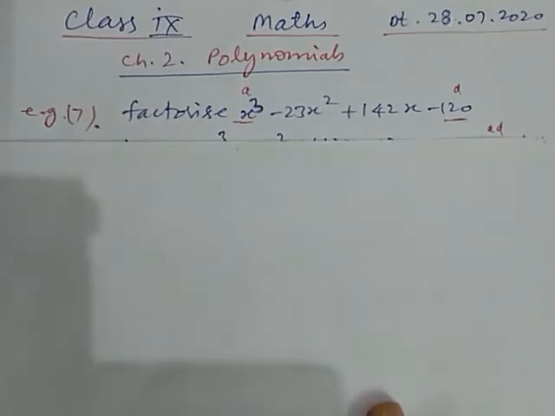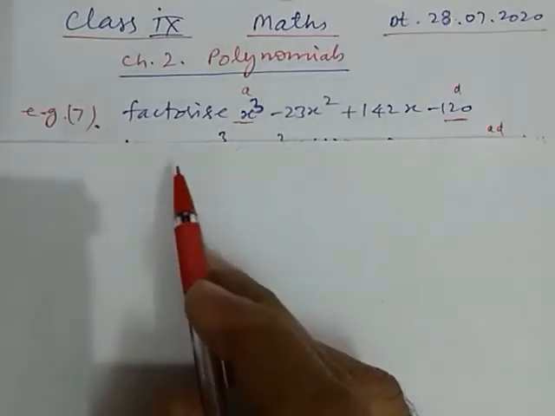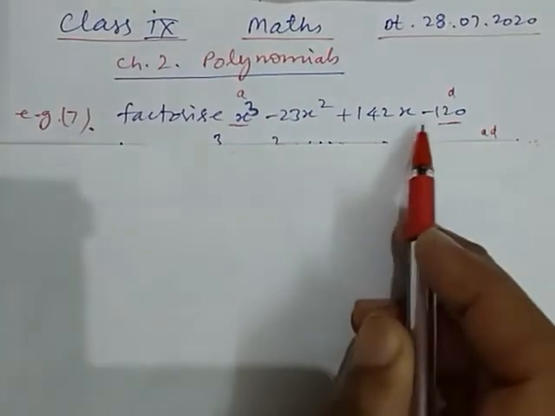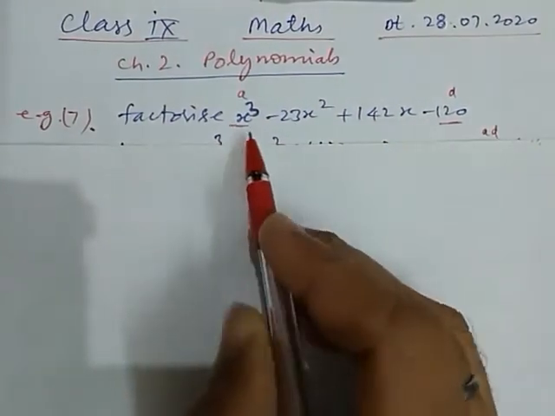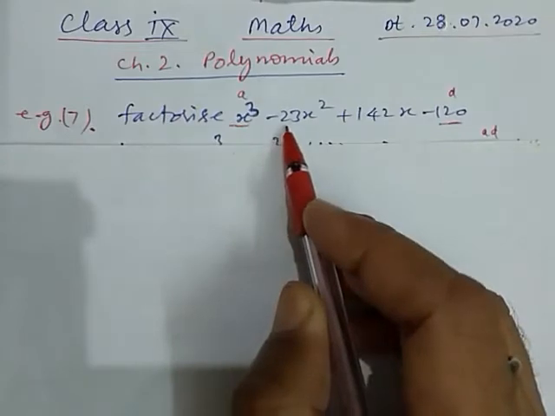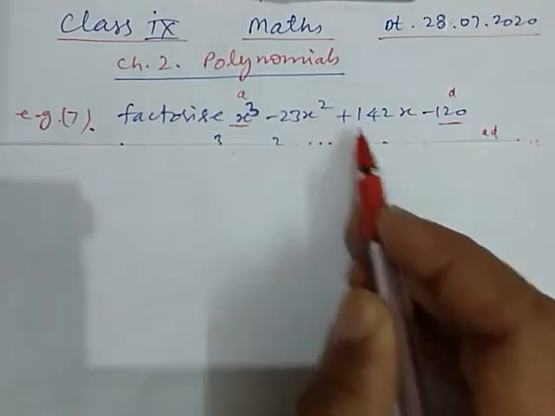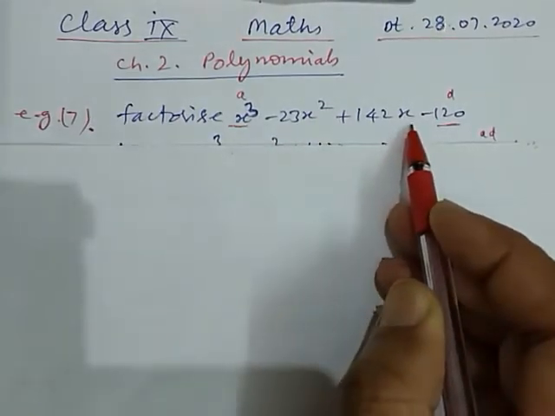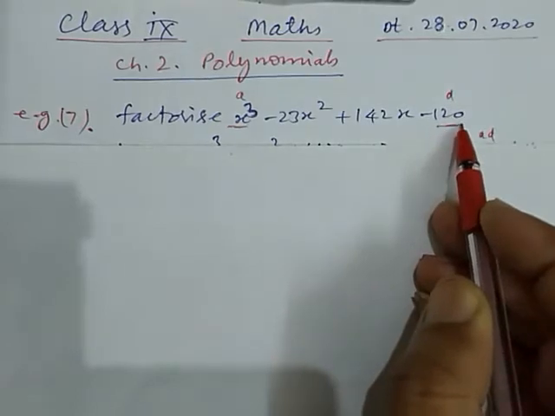Today we are continuing our second chapter, polynomials. Now we understand the factorization. For this we take an example. Factorize x cube minus 23x square plus 142x minus 120.